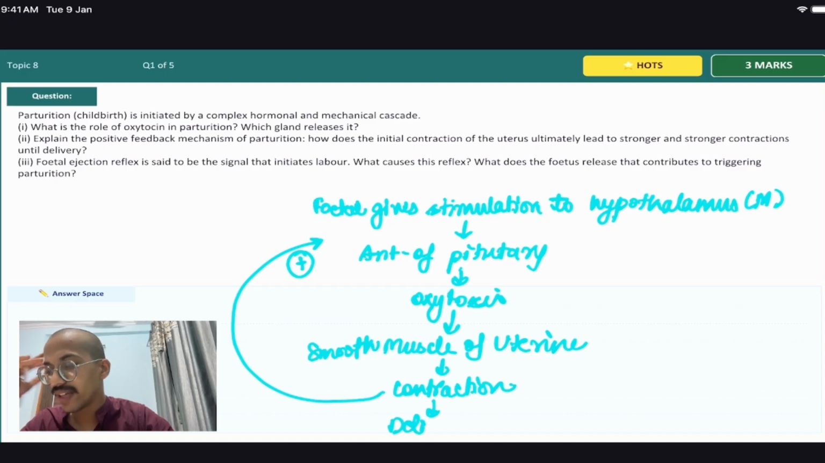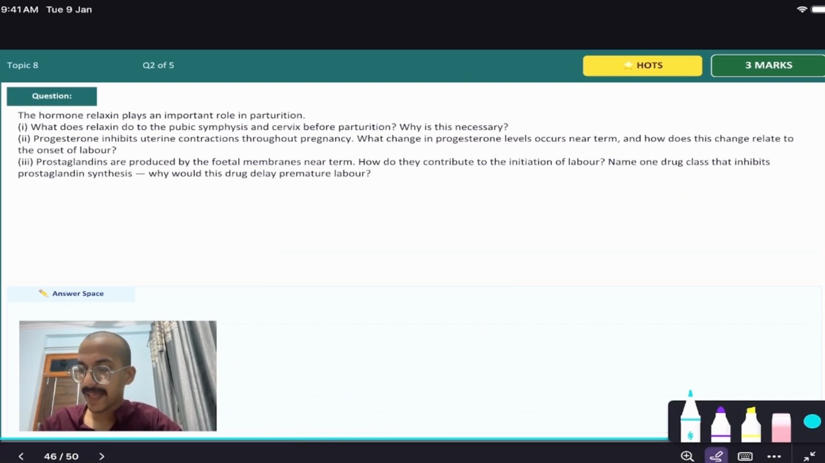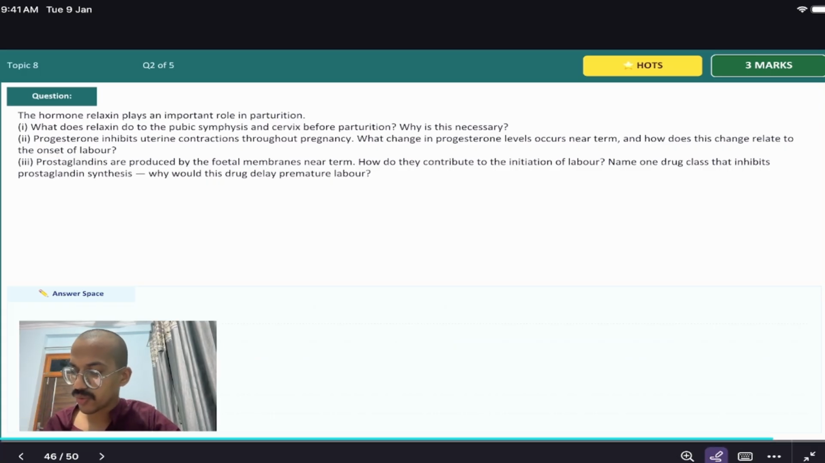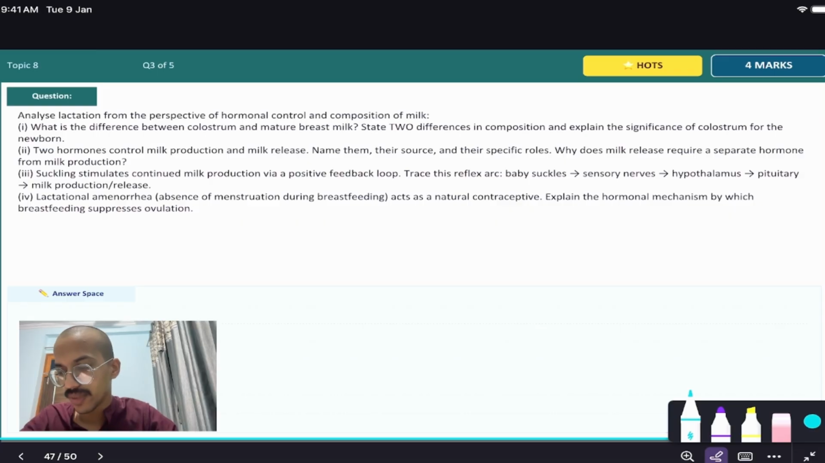What causes this reflex? The fetus causes this reflex. What does the fetus release that contributes to the triggering? You don't have to do that. Next, the hormone relaxin plays an important role in parturition. It relaxes the pubic symphysis and dilates it, as well as the cervix and the structures through which the canal will be formed. More things are given to you, prostaglandin and all, but these functions are not in your syllabus.